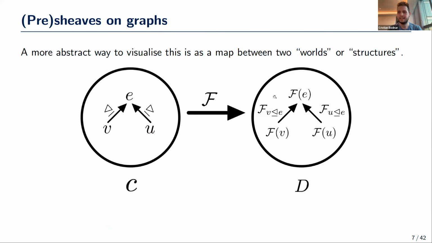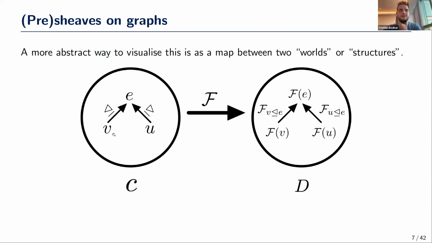Another way to look at it is as a map between two worlds. On the left, you have the graph structure. This is the same graph you saw on the previous slide, where you just have two vertices connected by an edge. And I've drawn them in this way, which is just an equivalent way to draw the graph. And you map this structure into some other kind of structure, and this other structure we map it to is vector spaces and linear maps.